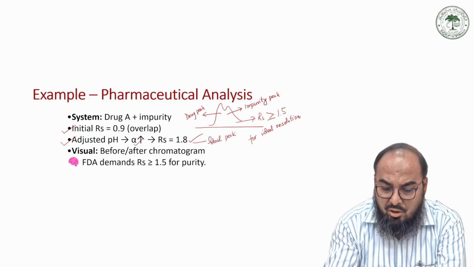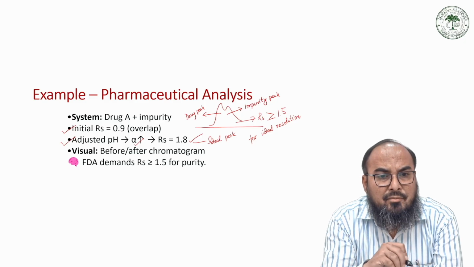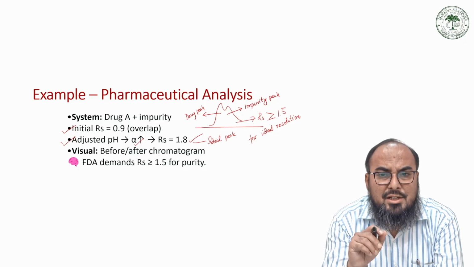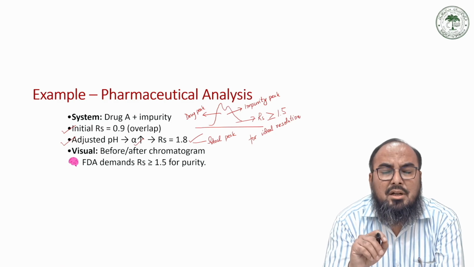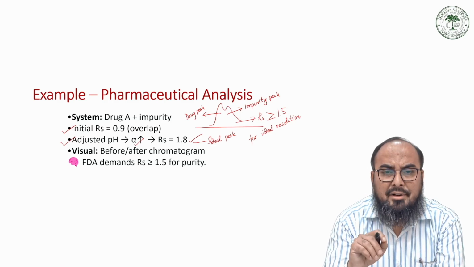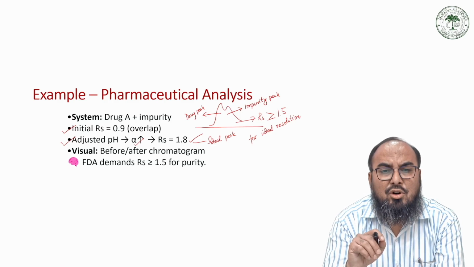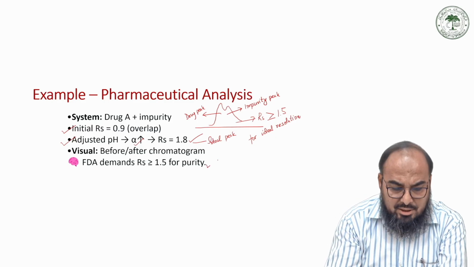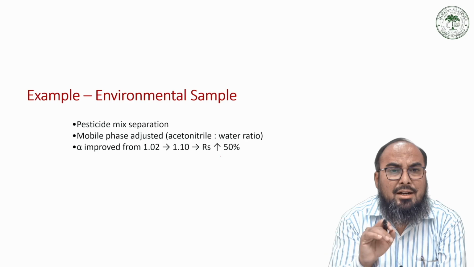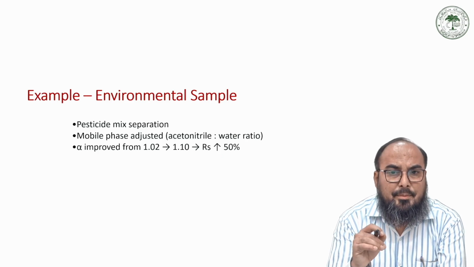Ideal peaks or ideal peak is obtained. So what you have to do, you have to always look for resolution, and the Food and Drug Administration actually now makes it mandatory to have an RS value of 1.5 to have a good purity check. Okay, that is this. So now let us see another example.